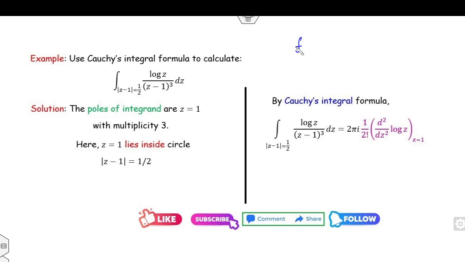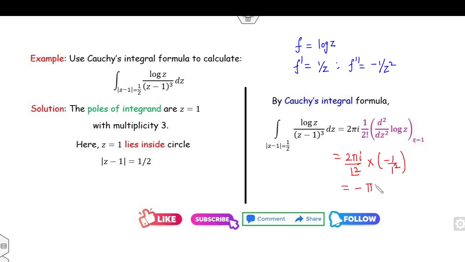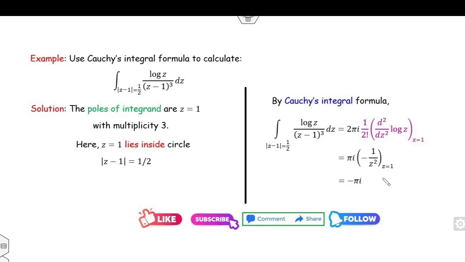So you can find the second derivative of log z. The first derivative is 1 over z. The second derivative will be -1 over z square. At the value z is equal to 1, it is 2 pi iota over 2 factorial into -1 over 1 square. So minus pi iota is the right answer of the problem.